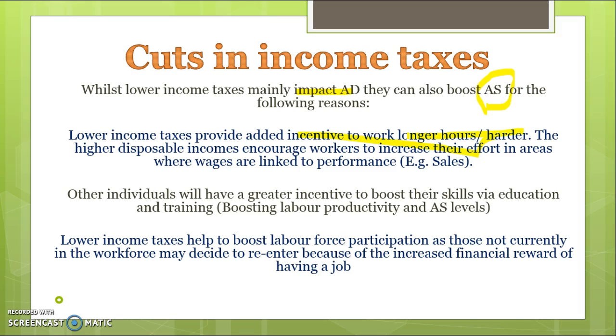So the idea is that when we get a higher disposable income, we may have an increased incentive to work harder, particularly those whose wages are tied to performance, so those who work on commission or in sales industries, because they're getting to keep a high percentage of their income, they're more likely to work hard. Other individuals might have the incentive to boost their skills, so when we get a tax cut, we're likely to increase our education levels or training, with the idea being that there's more incentive to get this training and education because you're going to get to keep your future income associated with that. That should help boost labour productivity and aggregate supply levels. So people can work longer hours, people increase their effort, people are more likely to get training and education.